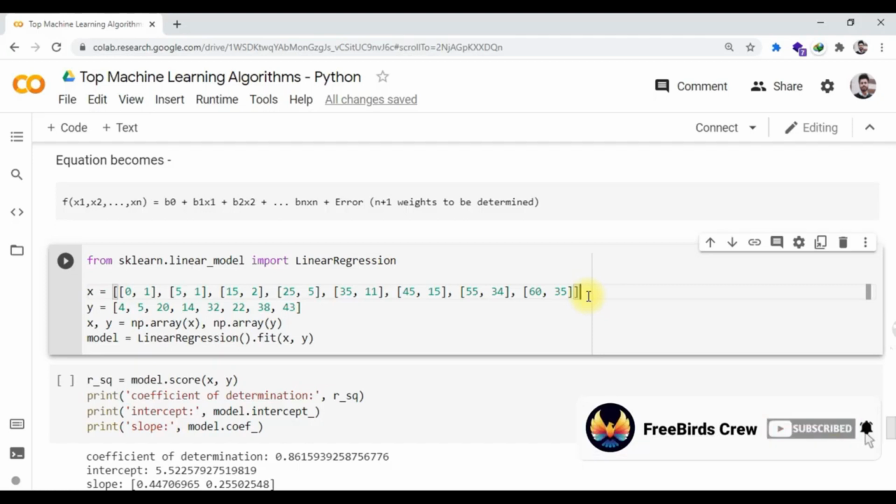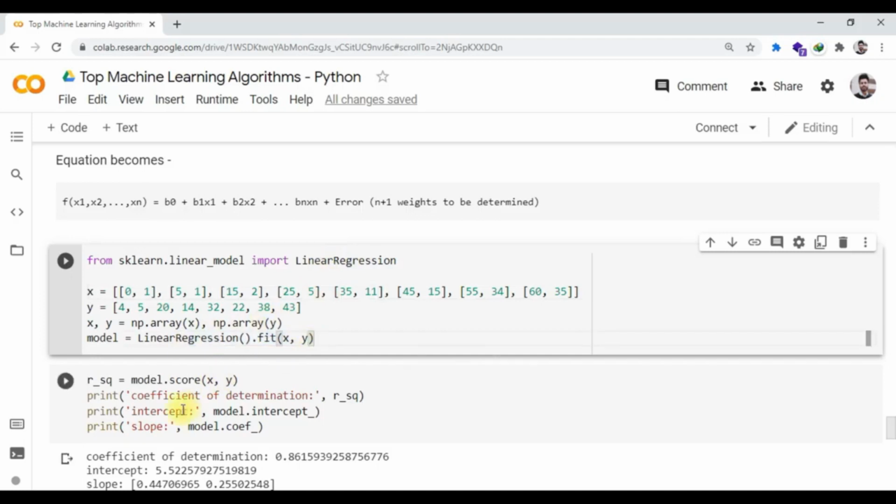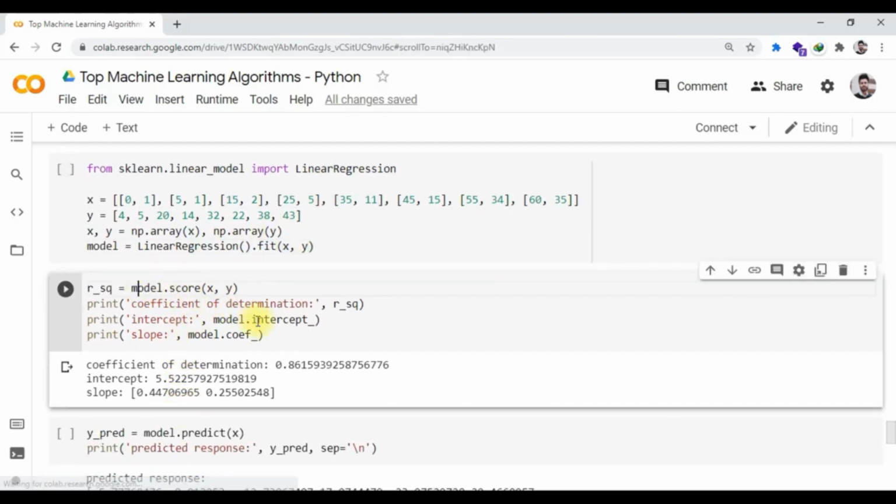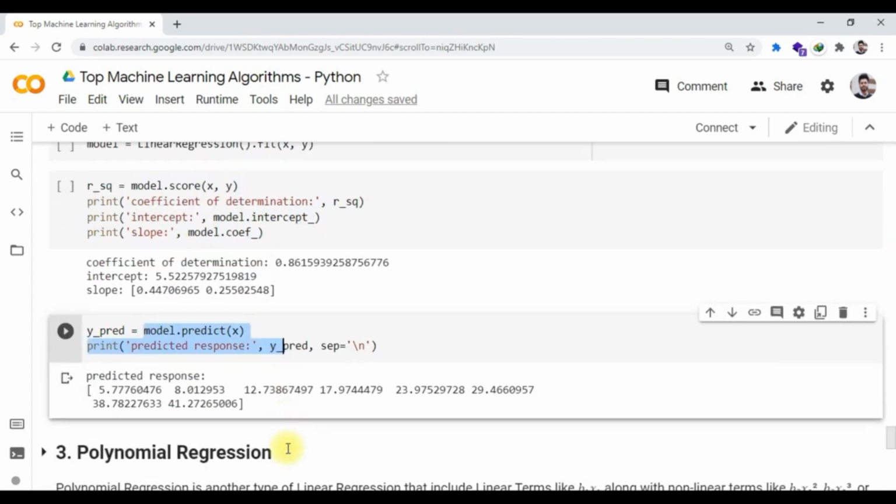So these are multiple independent variables, or multiple columns. One column has the values 0, 5, 15, 25, and another column has the values 1, 1, 2, 5, 11, just like that. So we can simply call our linear regression model here, calculate the values, and also predict the values like this.